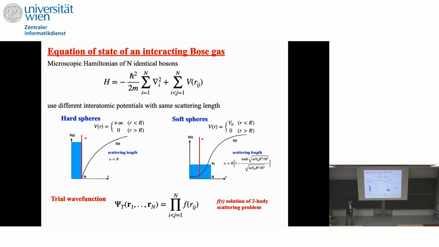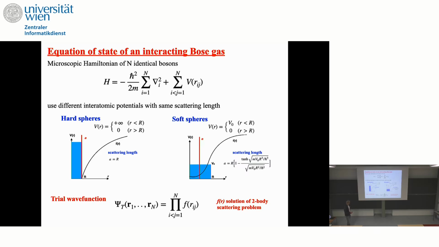Okay, so now I want to go to some applications, and as I said, first of all, I would like to discuss the equation of state of an interacting Bose gas. So it's exactly the model that we have seen this morning. So you start from the general microscopic Hamiltonian with some pairwise interaction. And here, for example, we used different interatomic potentials. We use the hard spheres, where the potential is infinite below some range, and in this case, the scattering length is exactly the range of the interaction.